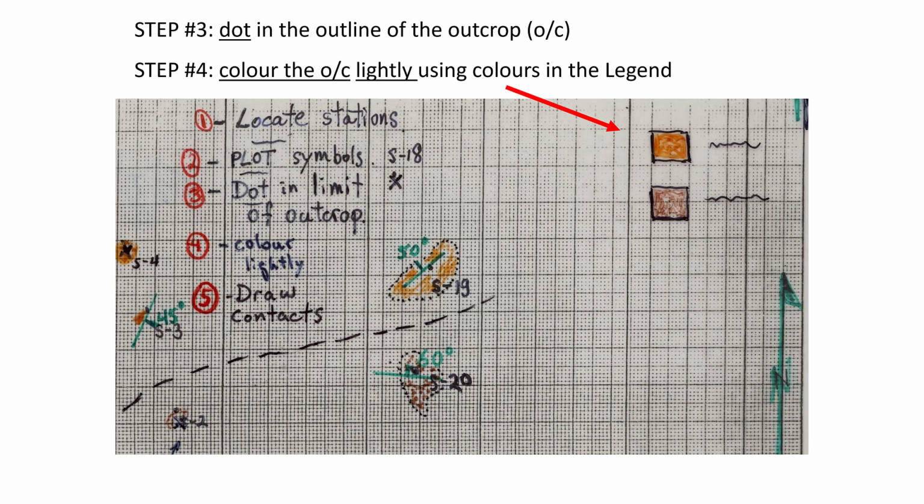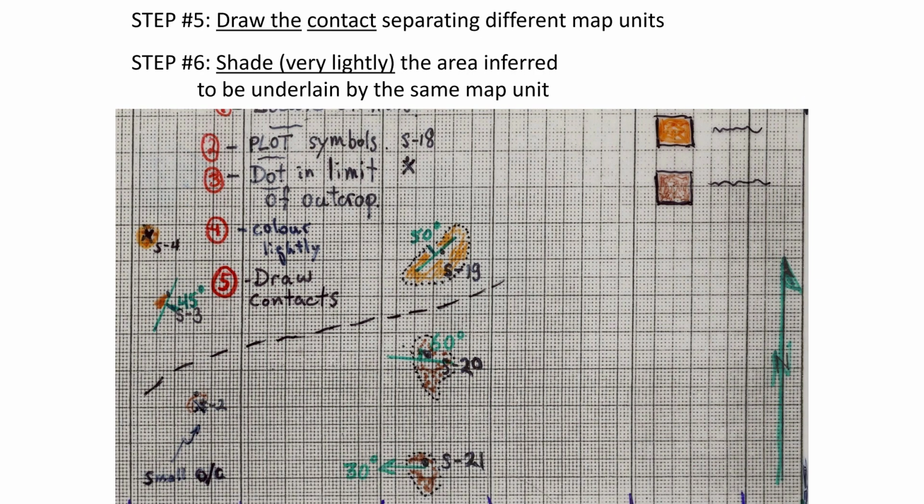Step number 3, we dot in the outline of the outcrop that we have observed the shape and location of, and we color in the outcrop lightly using the colors in the legend for the map units that correspond to each color. Step 5, once we've plotted multiple outcrops, and in this example we have station 19 as an orange colored map unit, station 20 is a brown colored map unit. So there is a contact between these two outcrops somewhere. To indicate this on our map, we draw in a contact line. In this case is a dashed line that separates the different map units.